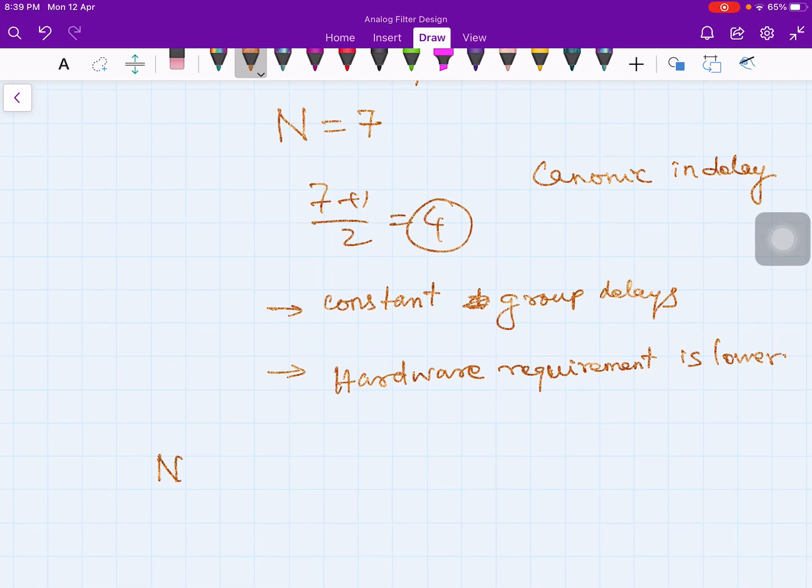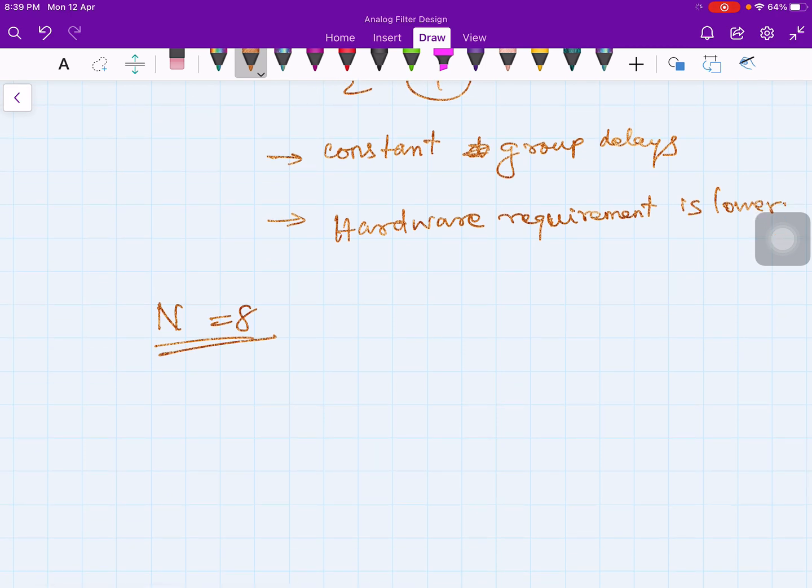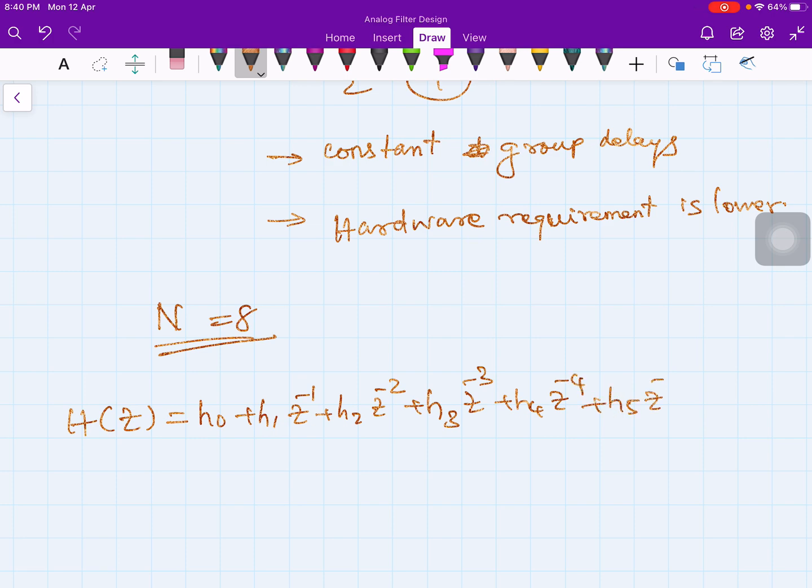Now on the other hand, if capital N is equal to 8, let's say, the highest term is z to the minus 7. So in this case, h of z is equal to h0 plus h1 z inverse plus h2 z to the minus 2 plus h3 z to the minus 3 plus h4 z to the minus 4 plus h5 z to the minus 5 plus h6 z to the minus 6 plus h7 z to the minus 7.